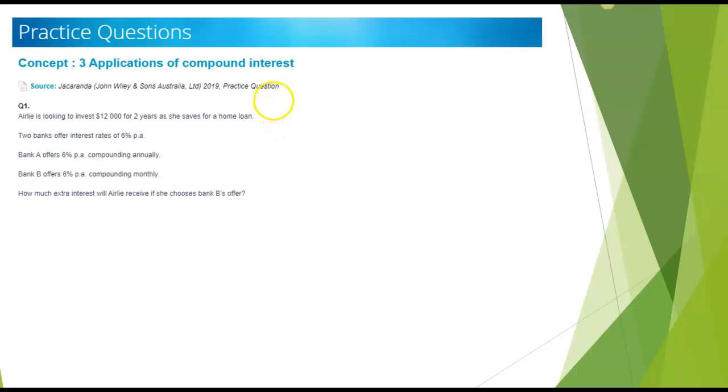So question 1, Airlie is looking to invest $12,000 for 2 years as she saves for a home loan. So 2 banks offer her interest rates of 6% per annum. One bank, it's compounded annually. The other bank is compounded monthly. How much extra interest will Airlie receive if she chooses Bank B's offer? So we're looking at one compounding annually, one compounding monthly, and the question asks us about interest.